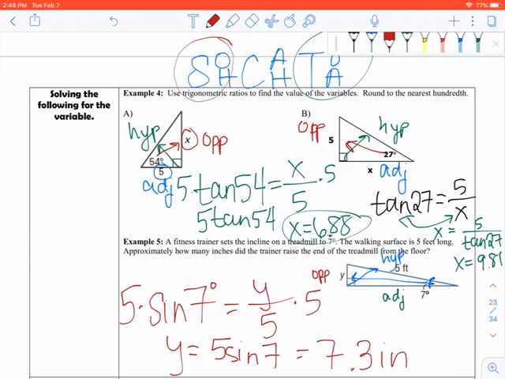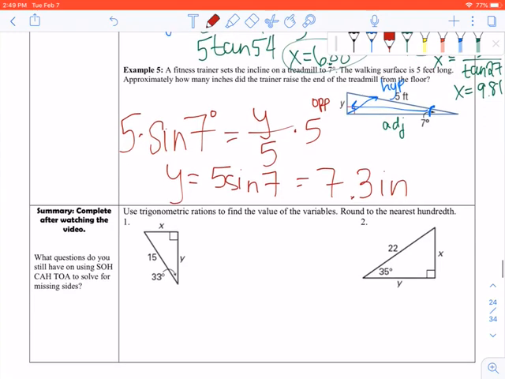Okay, so it's just a matter of using SOHCAHTOA to help set up your equation so that you can solve for the missing side. Okay, we'll do some more practice on this, so don't worry if you don't get it quite yet, but go ahead and try those summary problems.